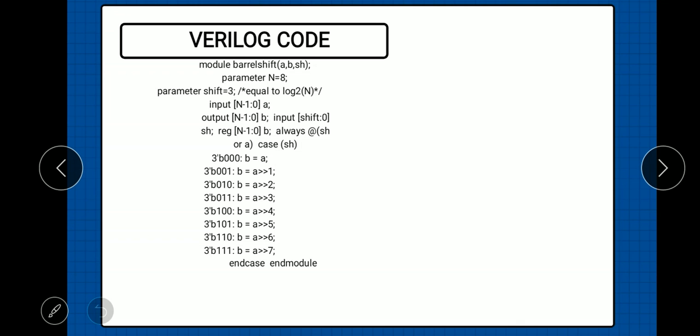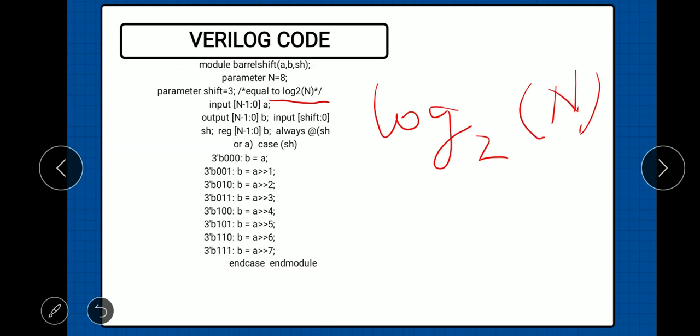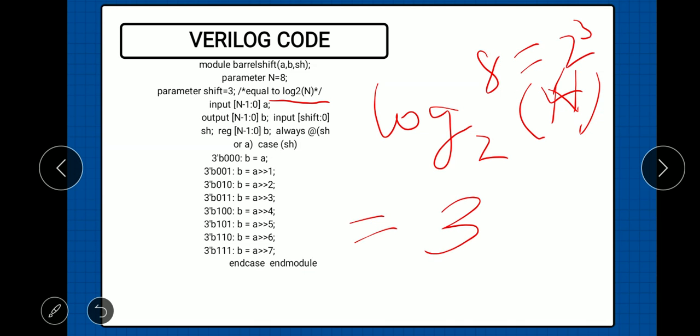The shift input bit width can be calculated by using the formula log base 2 of n. Here n is 8. So n can be written as 2 power 3, because n is 8. So substituting 2 power 3 for n, we simply get 3. That's why the shift input has 3 bits.